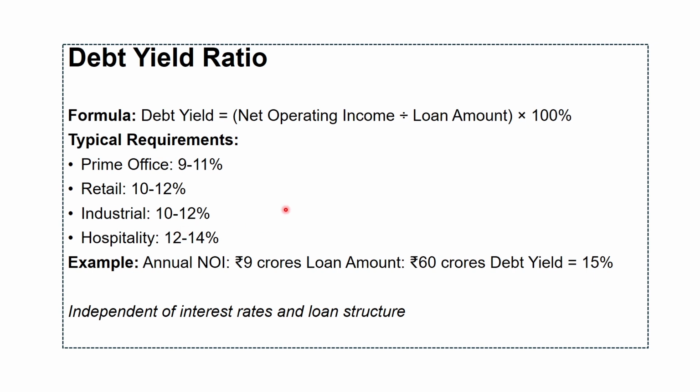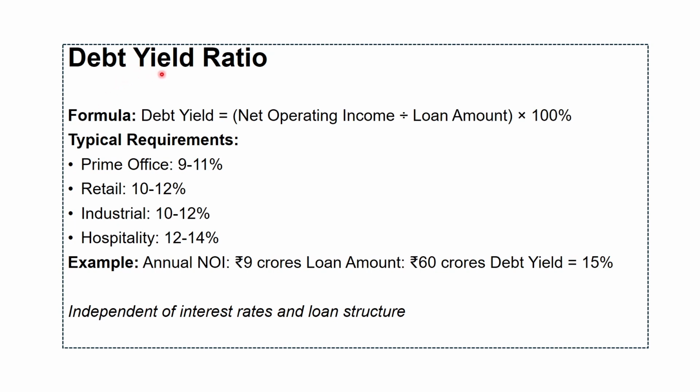We have one example here. Say, for example, this is a 60 crore loan for a Delhi mall with 9 crore NOI, and the debt yield then becomes 15%. So, debt yield is basically independent of rates, unlike DSCR. And we have not seen this being used earlier.